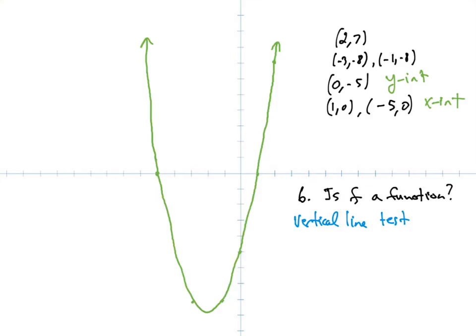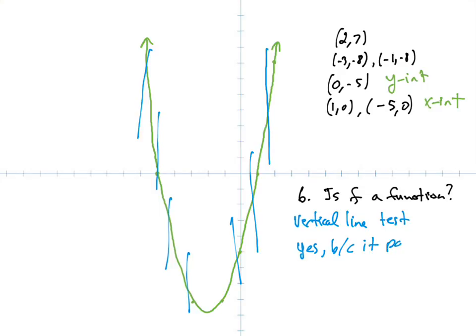No matter where I try to draw a vertical line, I'm only hitting this graph in one spot. Imagine all those blue lines are straight vertical lines. They're only going to hit that graph one time. Because this passes the vertical line test, we would say yes, f is a function.